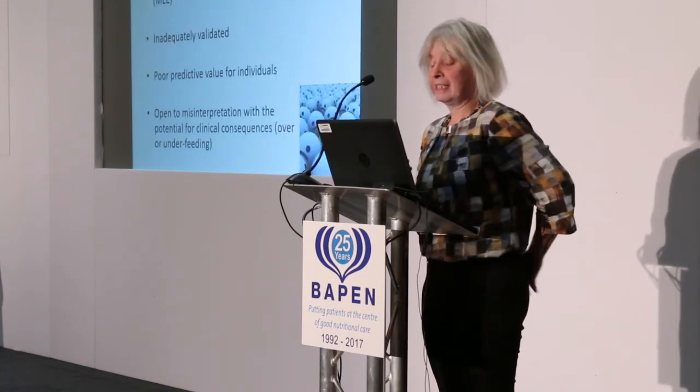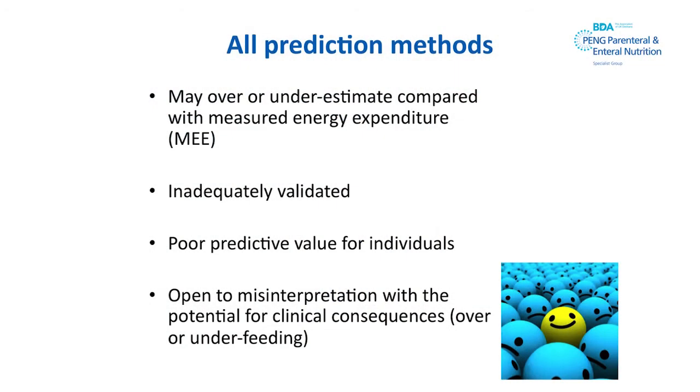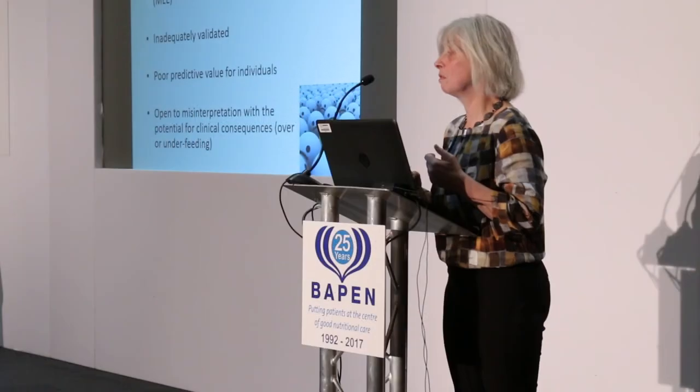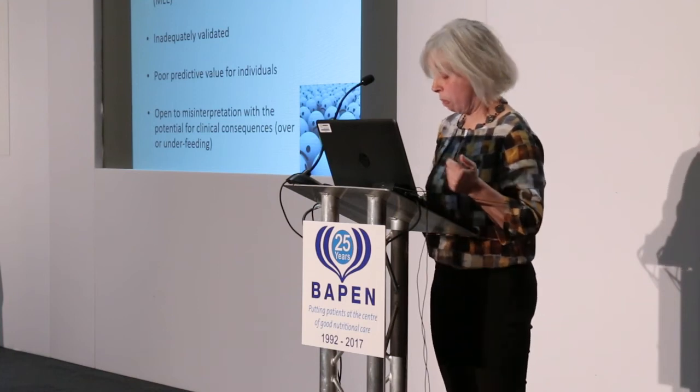So I want to just summarise this bit by saying all prediction methods are open to criticism. Any one of them may over or underestimate someone's requirements. They are all, at the moment, pretty poorly validated. And while for groups of populations with specific conditions, at specific ages and body compositions, they might be accurate, they have a very poor predictive value for individuals. And they are open to misinterpretation, and if not used carefully, can have the potential for clinical consequences for patients.